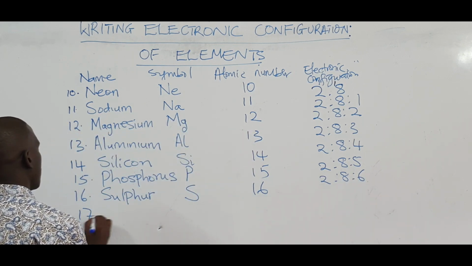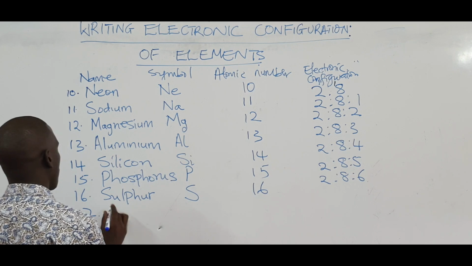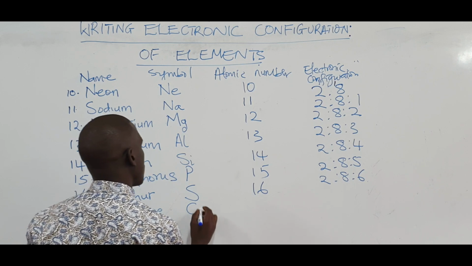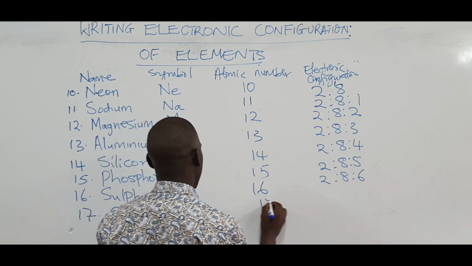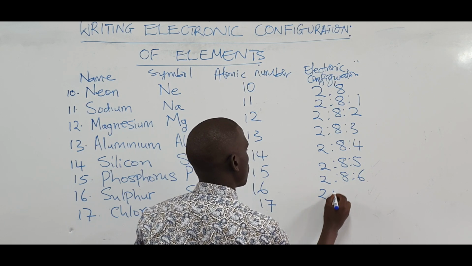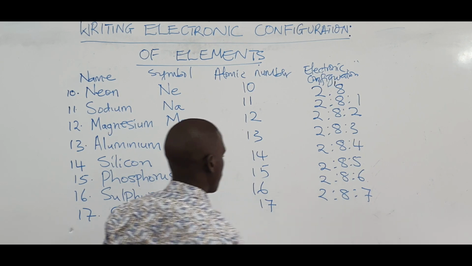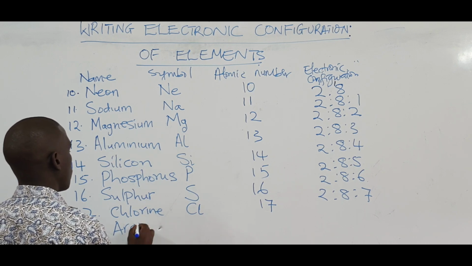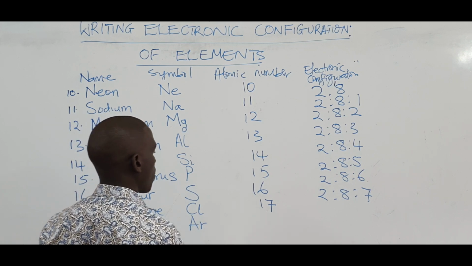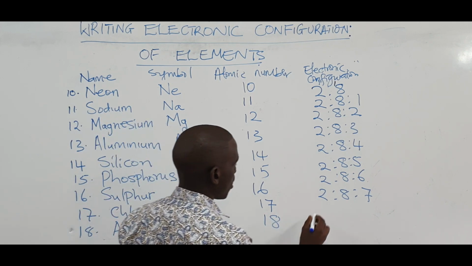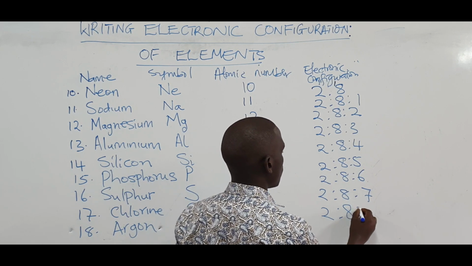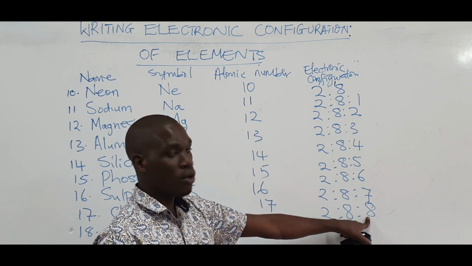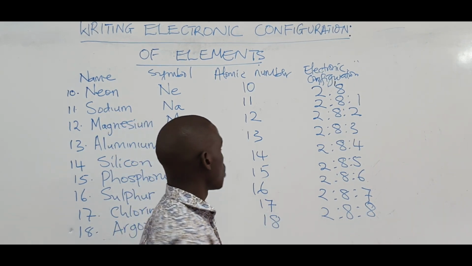And then the 17th one is chlorine. Chlorine is capital C, small l. We have 17, that is 2, 8, 7. The 18th one is argon. That is Ar. 18 atomic number, electronic configuration is 2, 8, 8. Again here, we have reached a maximum of 8 electrons for the next shell.